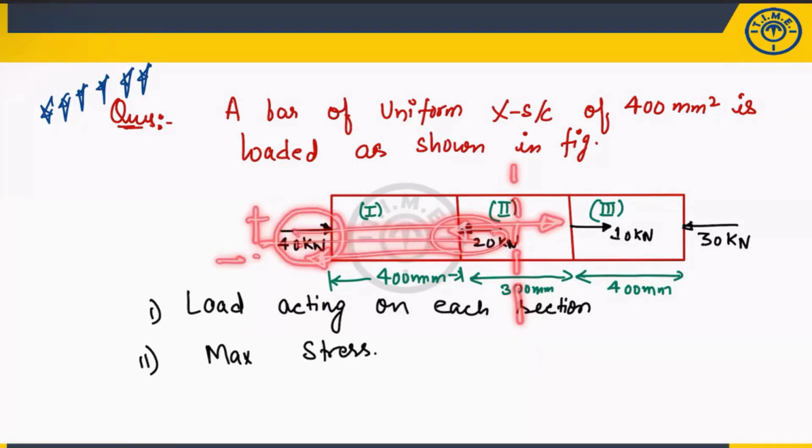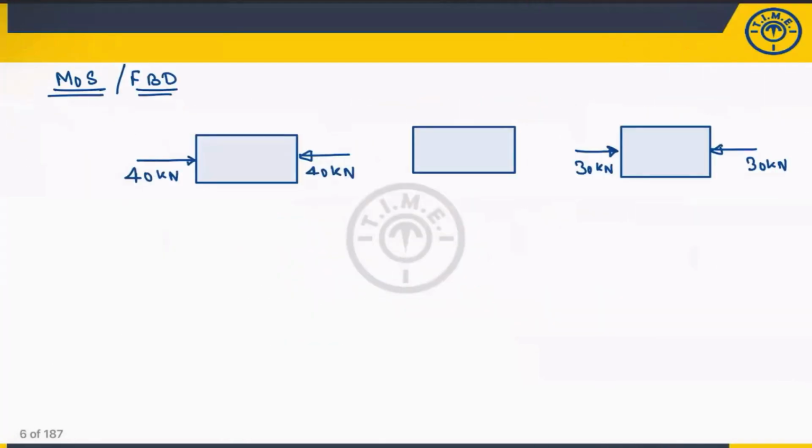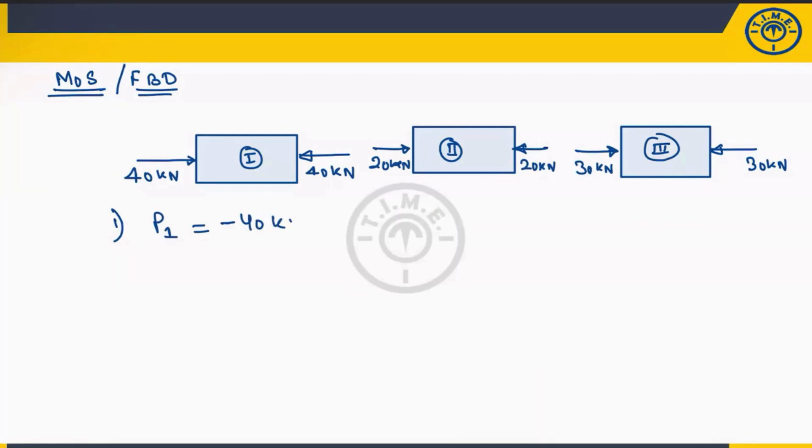So 40 minus 20 will be 20 only. If this is 20, definitely it should be 20 to maintain equilibrium. Okay, so this is first, this is second, this is third. That means the force on the first member, the P1 value, is nothing but minus 40 kilonewton, or 40 kilonewton compressive.